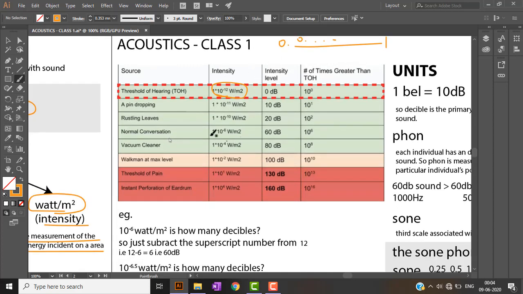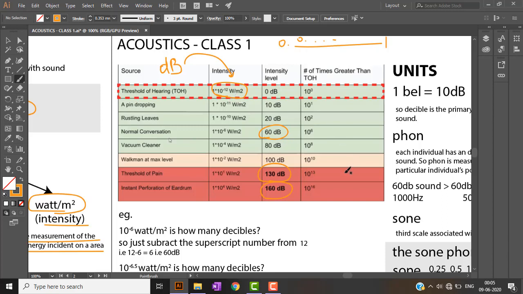Okay, so 60 decibels is a normal conversation, and beyond 130 dB it's the threshold of pain, and beyond 160 dB our eardrum can burst. Okay, so that's the level of sounds the human ear can hear. So threshold of hearing is 10 raised to minus 12 watt per meter square. So decibel, which is represented with a small d and capital B, is direct comparison with this term, that is 10 raised to minus 12 watt per meter square.